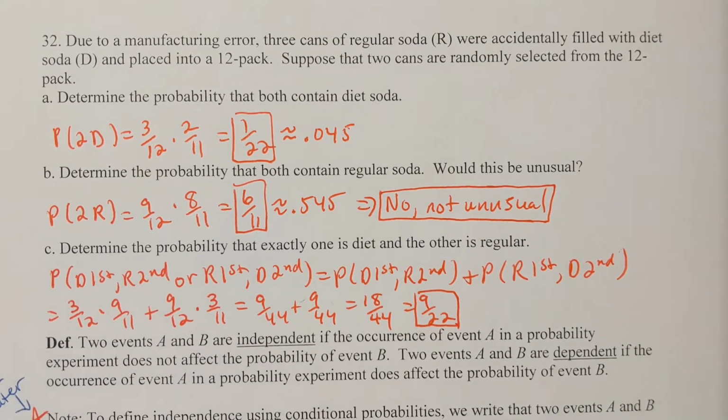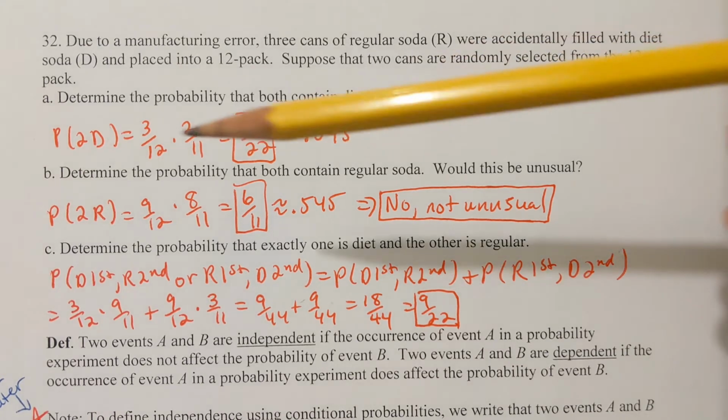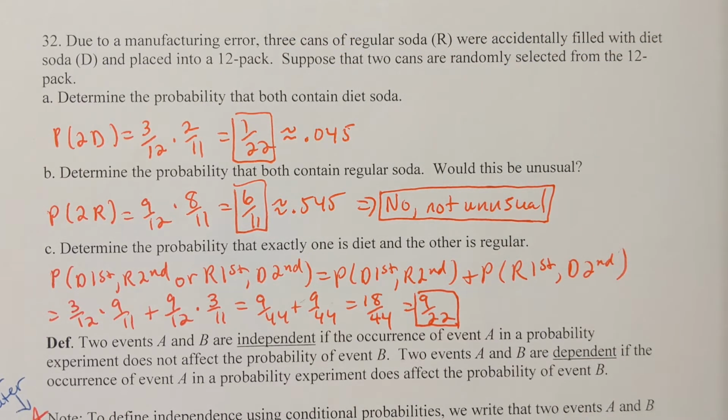Problem 32 says that due to a manufacturing error, 3 cans of regular soda, capital R, were accidentally filled with diet soda, capital D, and placed into a 12-pack. Suppose that 2 cans are randomly selected from the 12-pack. In Part A, determine the probability that both contain diet soda. So the probability of 2 diets.